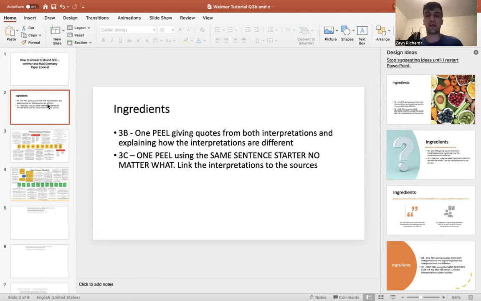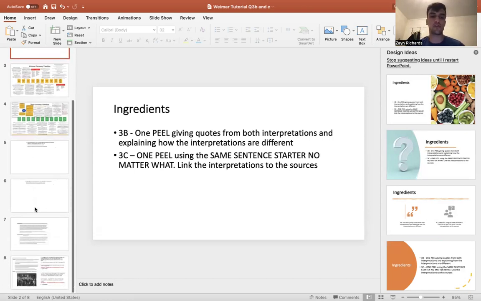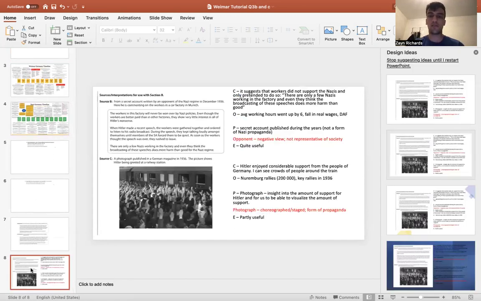And then we link the interpretations to the sources. Now, you're probably thinking, what sources? It's the same sources that we saw in the video for question 3A. So these sources, I've just kept a screenshot of our analysis of those. They're going to be important for question 3C. So it's always worth having those to hand.